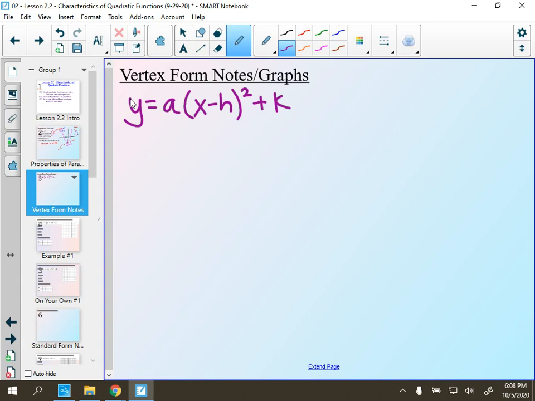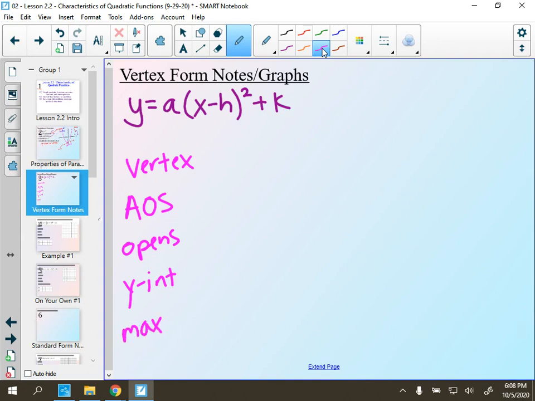The vertex, let's go through. Let's kind of treat this like, we'll try to do it the same for everyone if I can remember my order here. I'm going to use AOS as an abbreviation for axis of symmetry. We'll have, let's do opens, either up or down. Let's do y-intercept. And then let's do max/min value. And I'll try to do this for all 3 forms to keep it consistent.